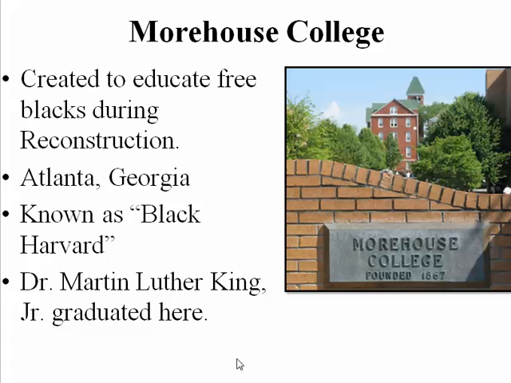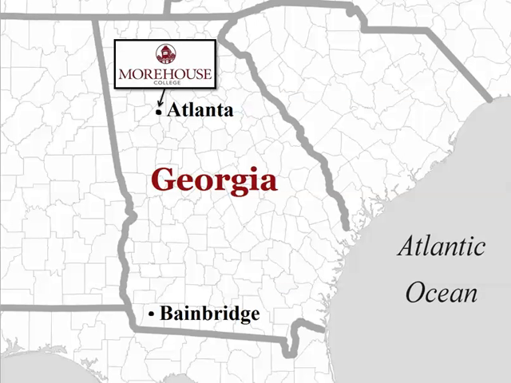Dr. Martin Luther King Jr. went there and graduated from there. It was to educate free blacks during Reconstruction to become ministers and nurses, and to educate them to be professionals in society, and to make African Americans more literate, and to provide advanced public education for African Americans who had just been released. And that was located in Atlanta, Georgia. Here we are down here in southwest Georgia. Morehouse is in Atlanta, and it was created during Reconstruction.